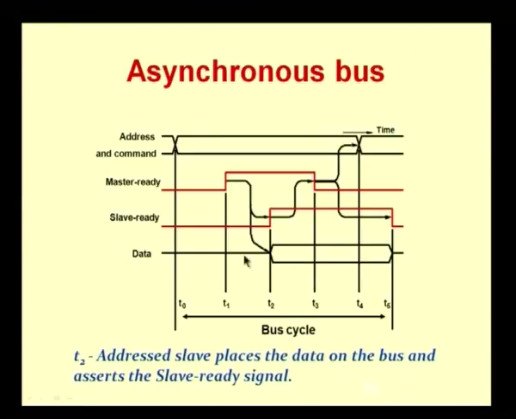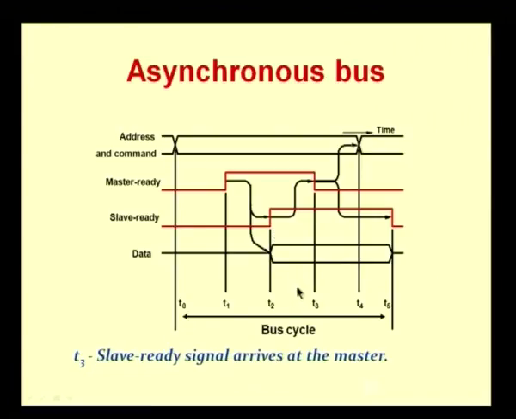So, you can see that the data also is available at this time t2, and at that time the slave ready signal is given. So, you can see what we have here. Master ready is given at time t1 after the address and command are placed, and after the master ready signal is given, decoding and identifying which device is to be accessed takes place, and that device actually gets the data and puts it on the bus. And at the time at which it puts it on the bus, at time t2, the slave ready signal is given.